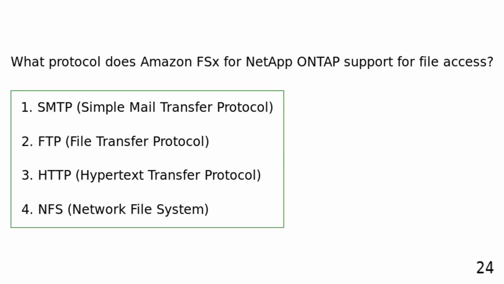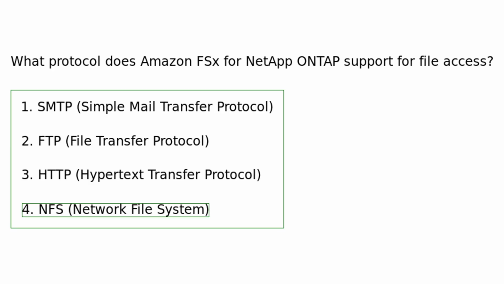What protocol does Amazon FSx for NetApp ONTAP support for file access? SMTP. FTP. HTTP. NFS. Amazon FSx for NetApp ONTAP supports NFS for file access, aligning with typical NetApp ONTAP capabilities.